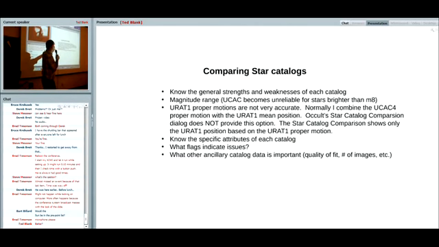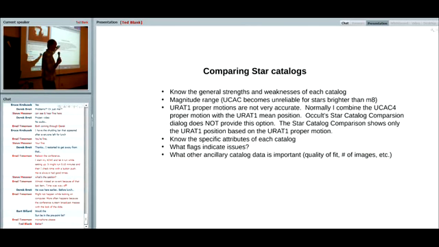The URAT proper motions, they have proper motions in there, but they claim that they're not very accurate because they just took a very simple approach in the first release of that catalog. They took one position from the 2MASS catalog, tried to match it to some star in the 2MASS catalog, and then computed a simple proper motion forward from there. So when I'm using URAT data, I normally use the proper motion from UCAC4. That's a more sophisticated algorithm for doing proper motions, generally yields much better uncertainty numbers, so I combine those.